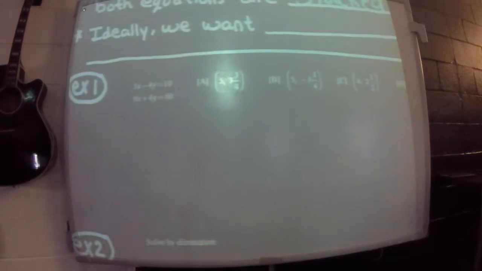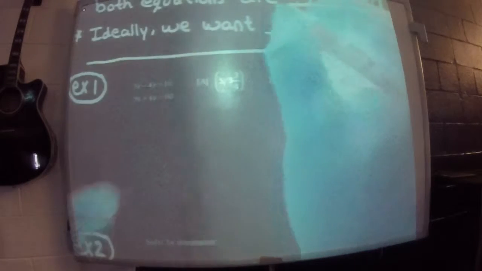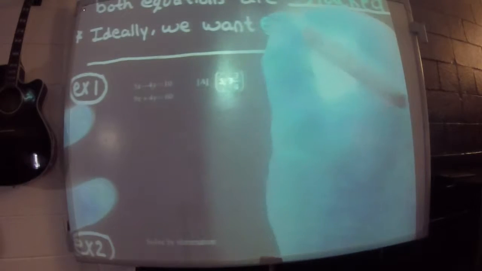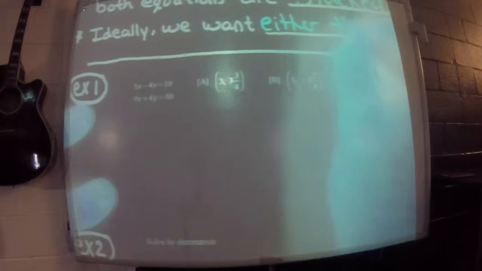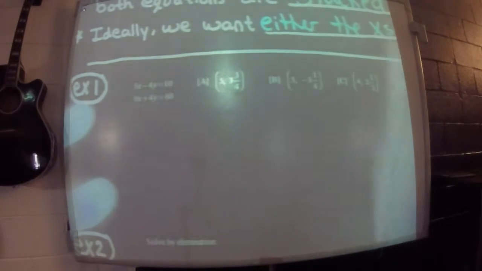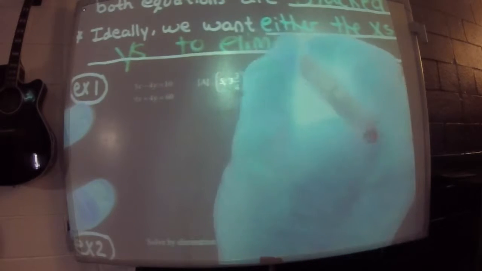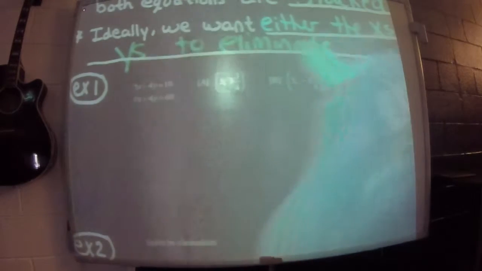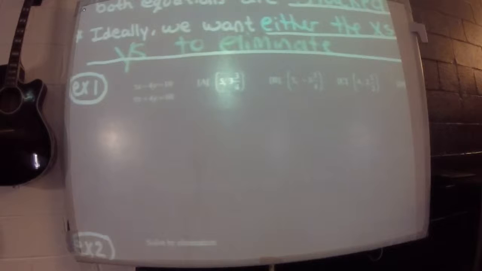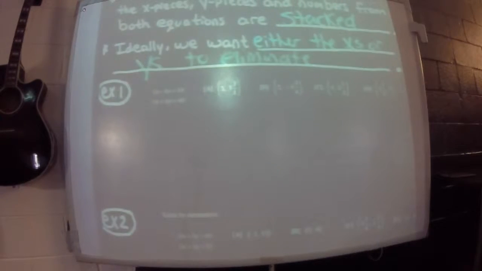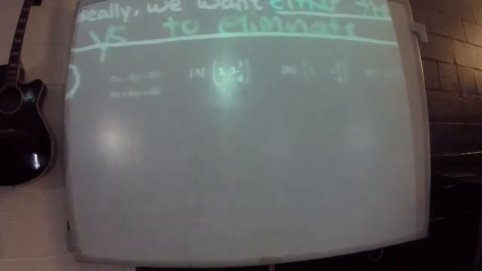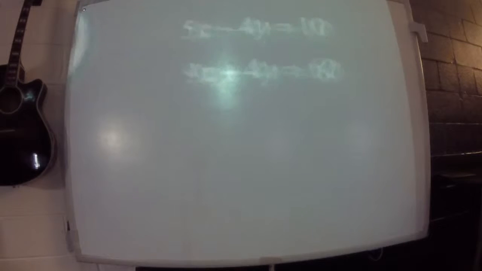Ideally we want either the x or the y to eliminate immediately, so we don't have to do anything. So ideally we want either the x's or y's to eliminate. That'll happen sometimes. That's just not going to happen more often than not. But ideally, that's the best case scenario. We got our stacks, and they are ready to eliminate.